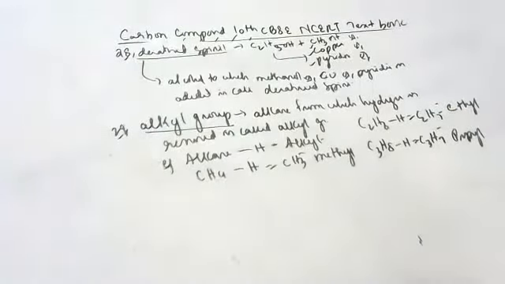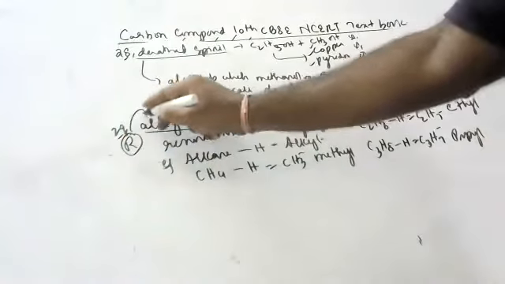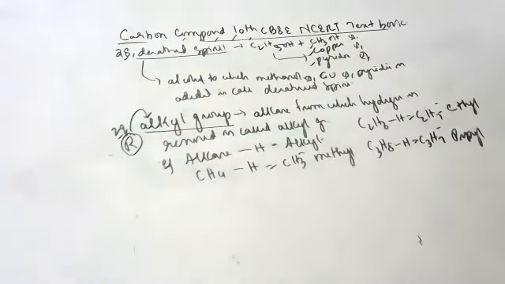Sir, only one hydrogen is removed? Yes, one hydrogen is removed, and it's called alkyl. In the textbook you will sometimes see R and get confused. What is R? R means alkyl group.